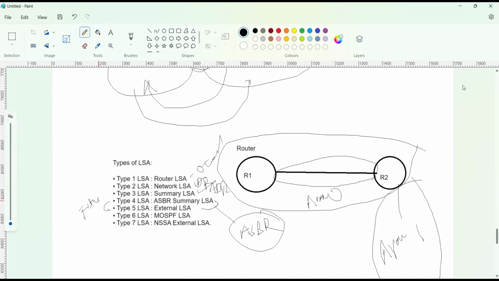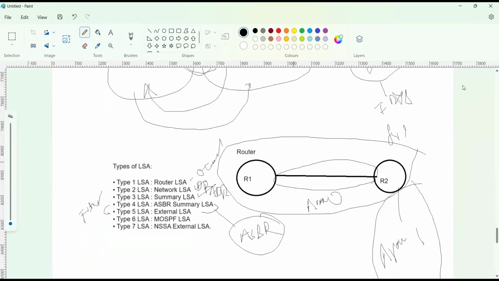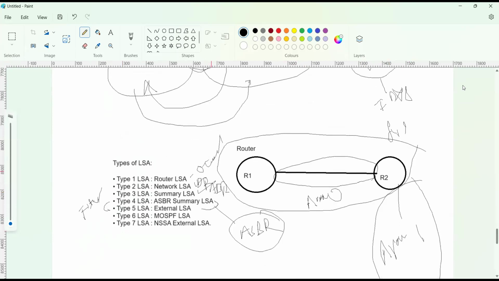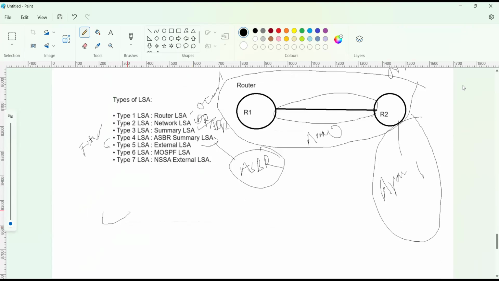Whichever LSA 5 and LSA 4 we filter, we do not require that many prefixes. If we are receiving thousands of prefixes, instead of these 1000 prefixes, I'll use one default route with the help of filtering commands. In this LSA 7, we filter LSA 4 and LSA 5 with the help of the default command. This is all about LSAs.